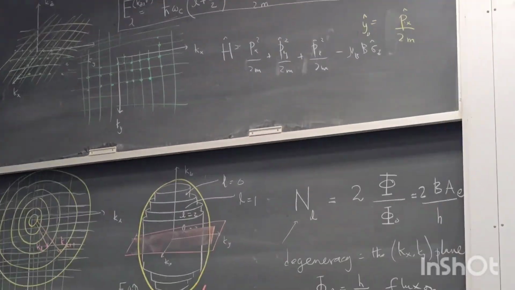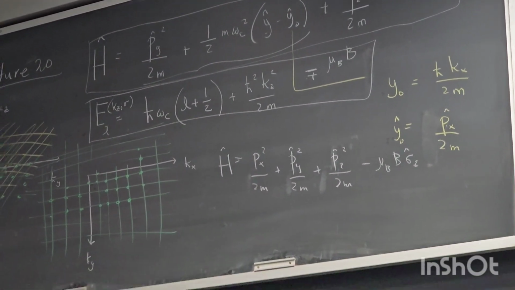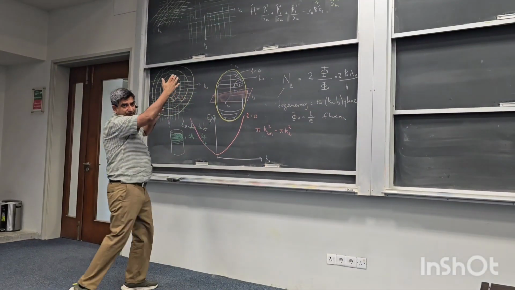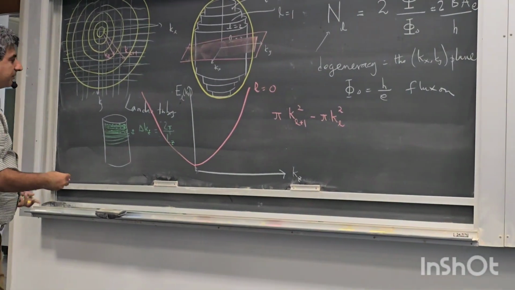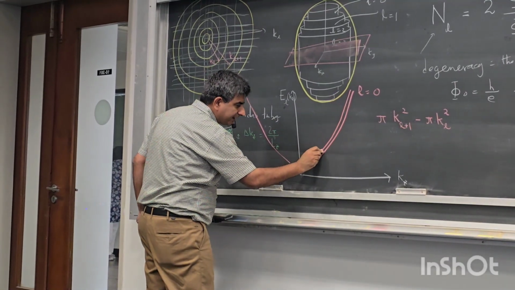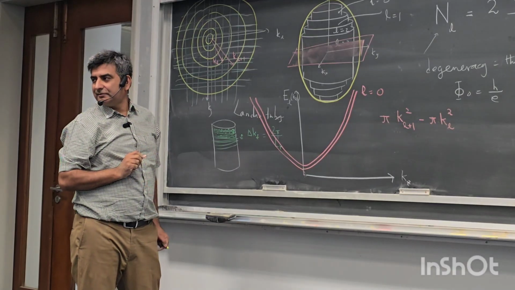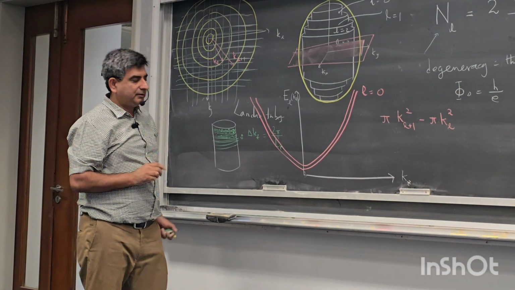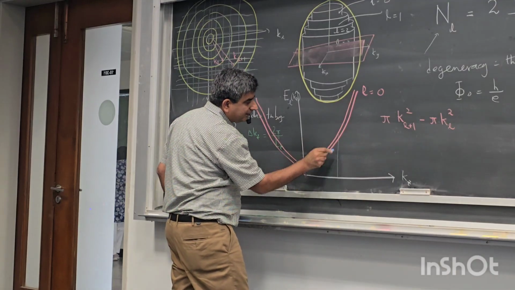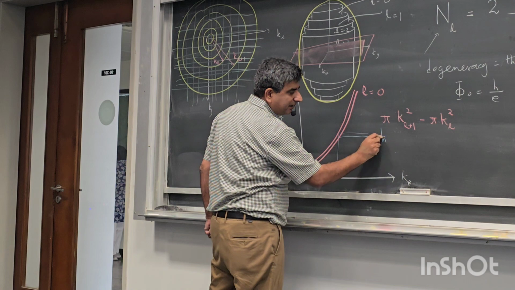This is a parabola for some L. Let's call this L0. So as Kz changes, it's a parabolic function of Kz. For L equals 0, this is the parabola. For another L, which is the next Landau tube, this diagram will look like this. And the spacing between these levels, between any 2 points with the same Kz, is simply h bar omega c.